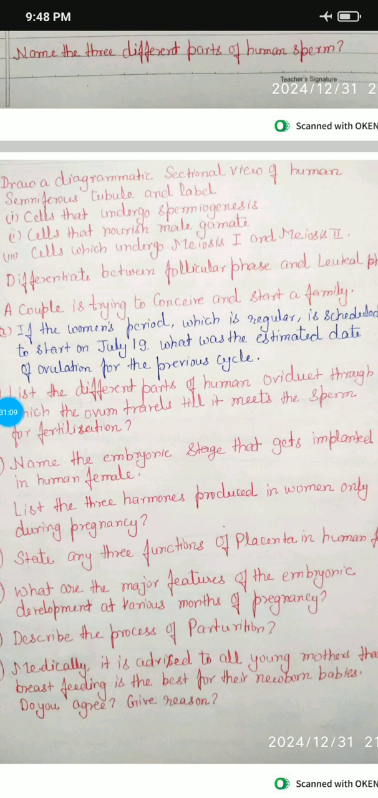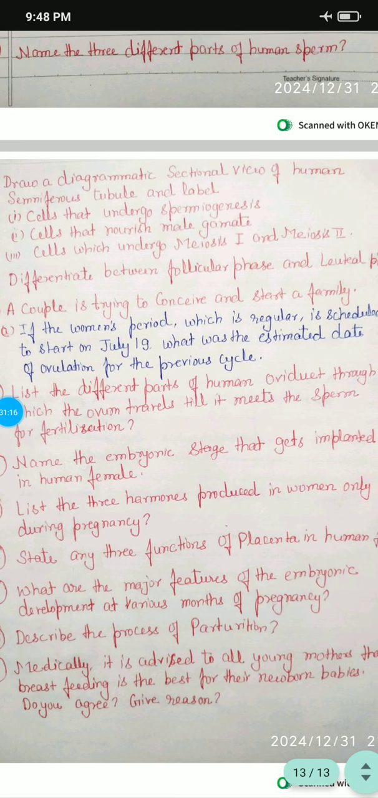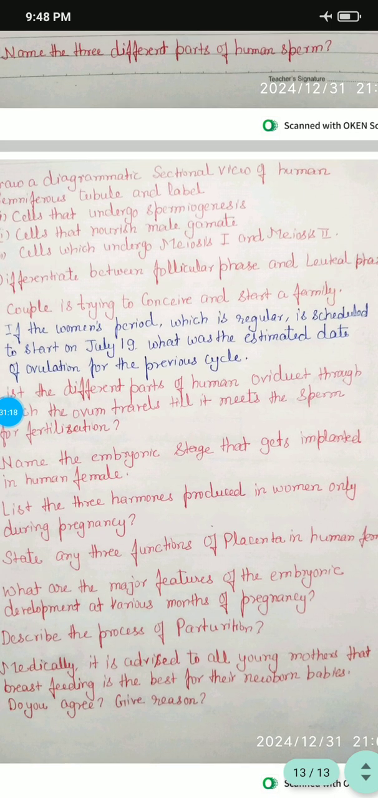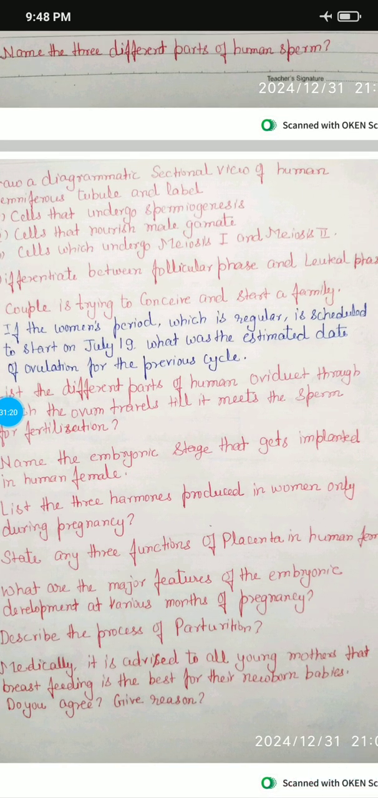Parturition is actually the fifth portion. And medically, it is advised to all young mothers that breastfeeding is best for newborn babies. Do you agree? Give reasons why milk is preferred for young babies.